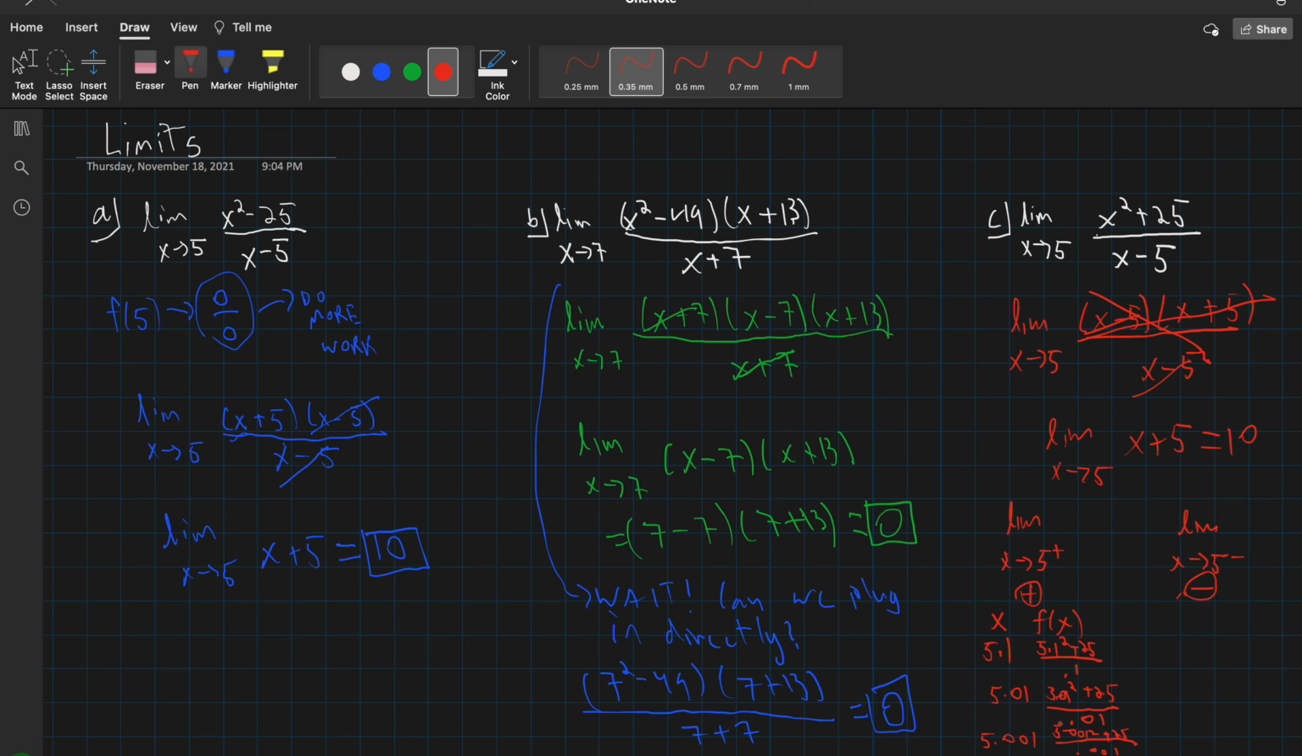And our numerator, in fact, is approaching 50 as we approach 5. So our numerator is approaching 50. And what is our denominator approaching? Our denominator is approaching 0. So what happens when you have a positive number and you keep dividing it by a smaller and smaller number?